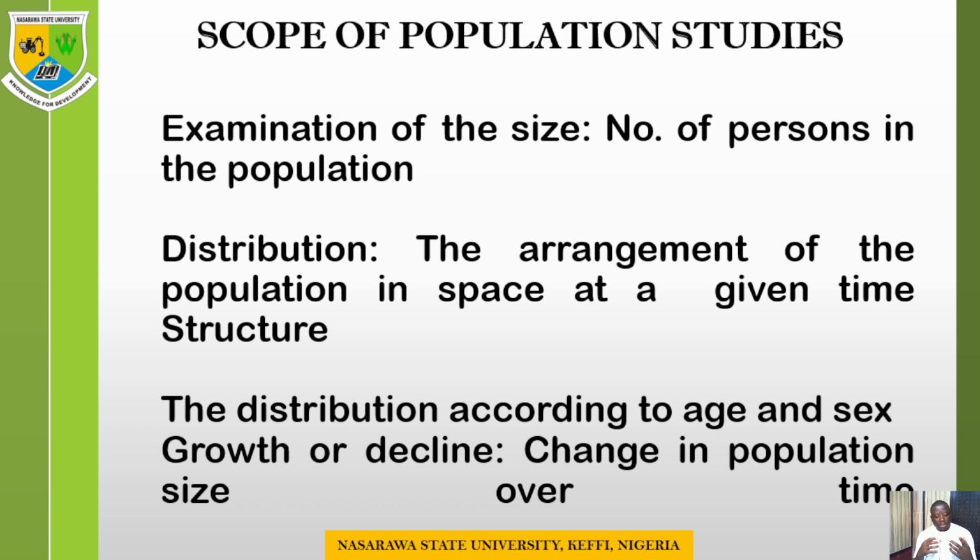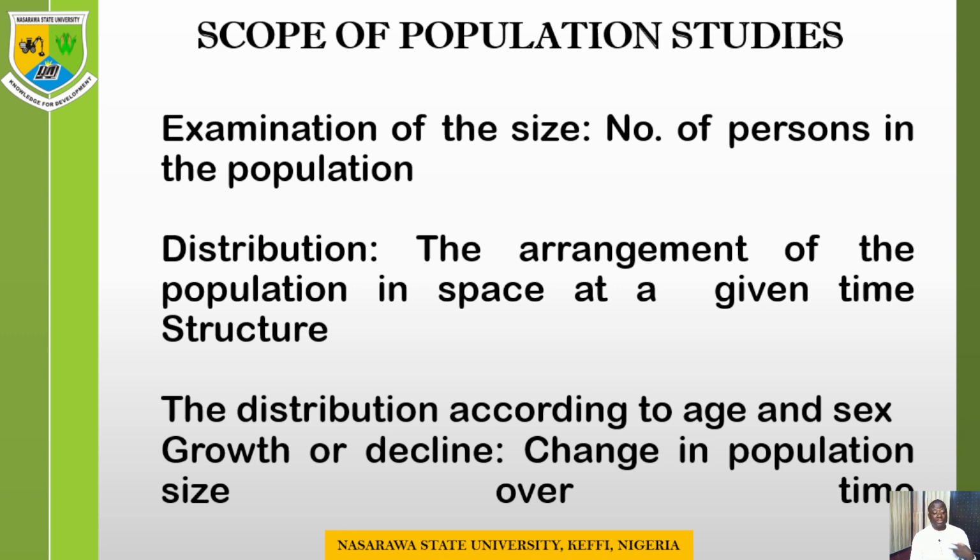So the scope: the population study is interested in the size of the population, the number of people in the population. Number of people in Kefi, number of people in Kaduna, number of people in Abuja. So we are interested in every population. What is the number of people in that population?